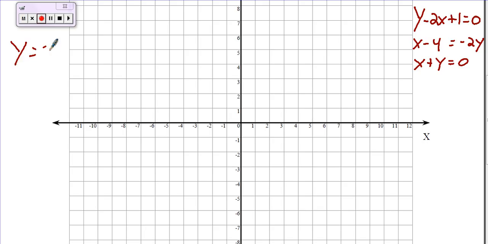Y equals 2x minus 1. We're going to graph this. Now, there's 2 ways you can graph it, and I'm only showing you one way today. In the future, we're going to do another way, but we want to know the basic foundational way first. So y equals 2x minus 1. And the way we can graph these is to make a super easy, handy-dandy chart. Okay? So let's make a chart.